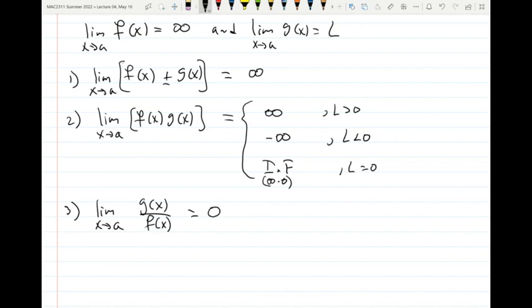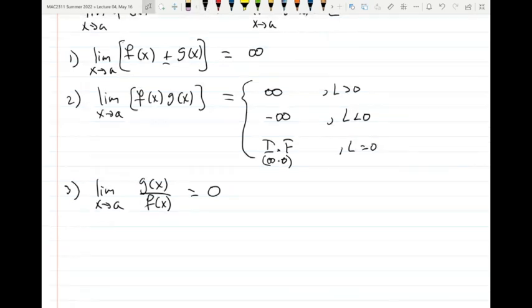That's another property. And remember, a number divided by something approaching zero will give you infinity. Yes? But the other way around, a number divided by infinity, that is zero. Okay. Are we okay with this?